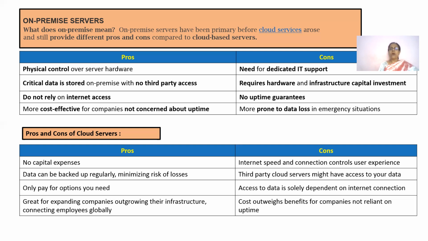So the con is you require hardware and infrastructure capital investment. You have to invest a lot to buy such a big server. Then, you do not rely on internet access. See, in cloud computing you definitely need the internet, but in on-premises you don't need the internet. It's an intranet that you require, within the organization, just connecting all the computers within the organization. It's like a LAN. So it does not rely on the internet.